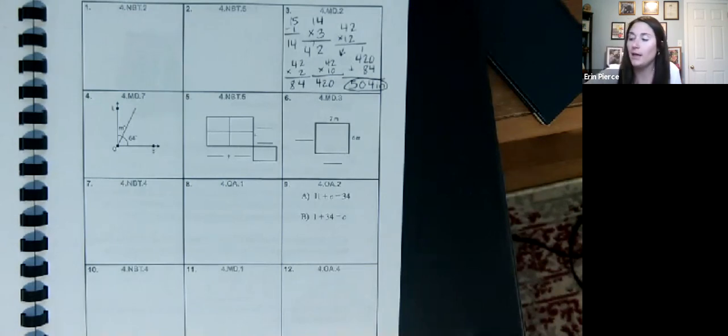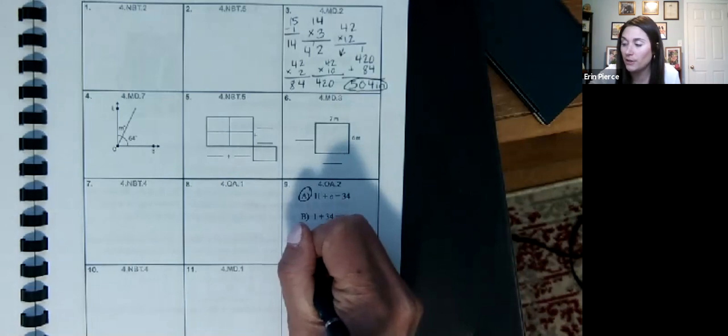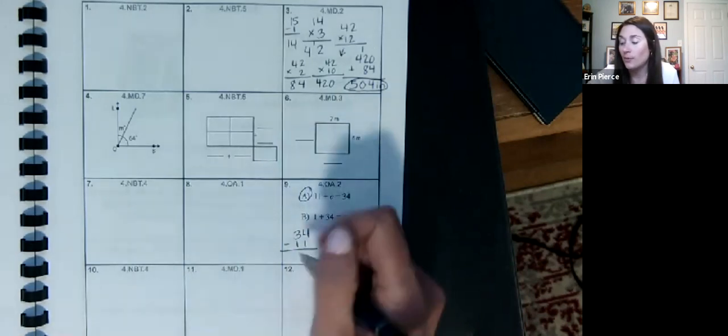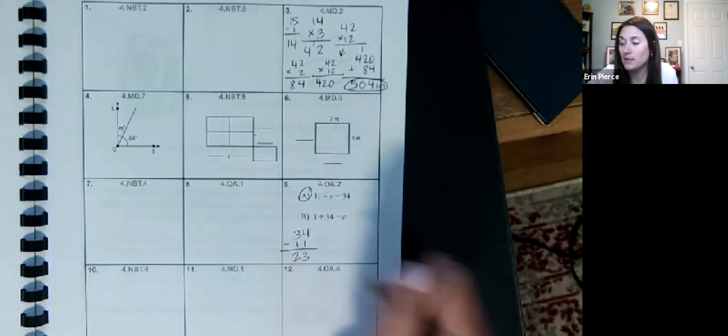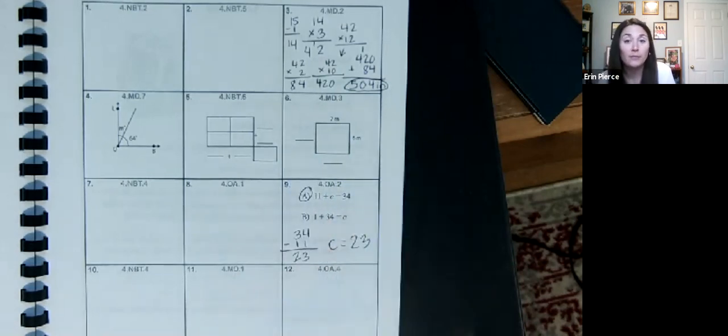It is A. And then in order to find C, we have to do 34 minus 11. We get 4 minus 1 is 3, 3 minus 1 is 2. C equals 23 pieces of candy. Hank, which one would you like to see?